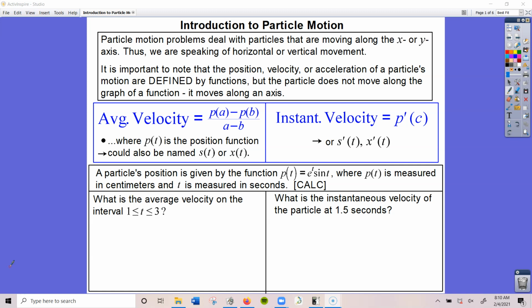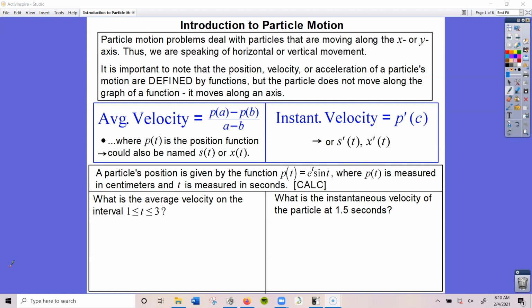Hey guys, today we're going to look at particle motion. Now, particle motion deals with particles that are moving along the x or the y axis, meaning that the particle is either moving horizontally or vertically.